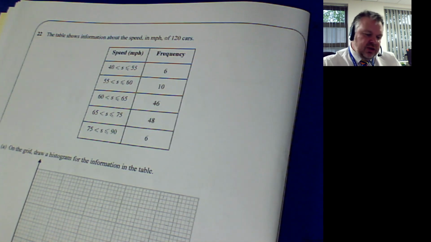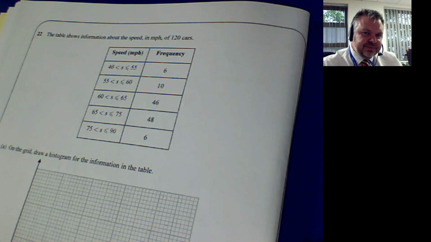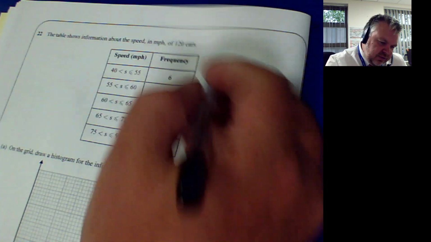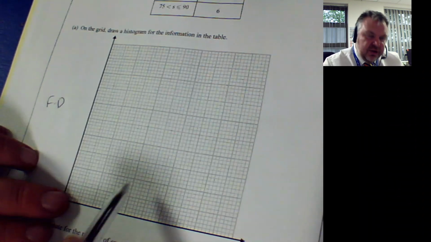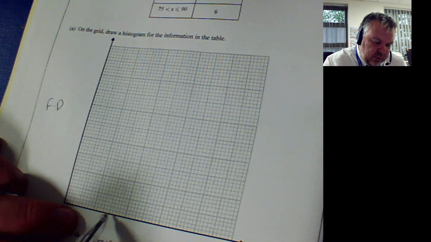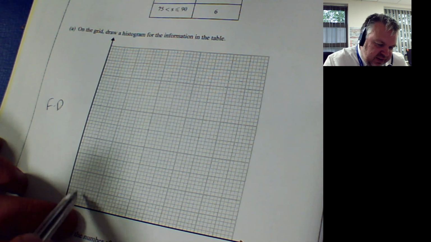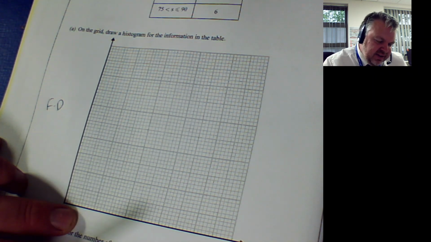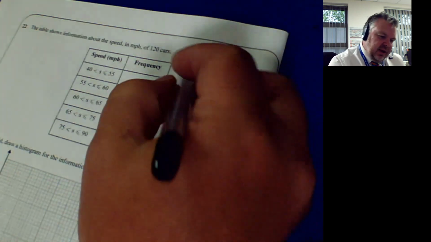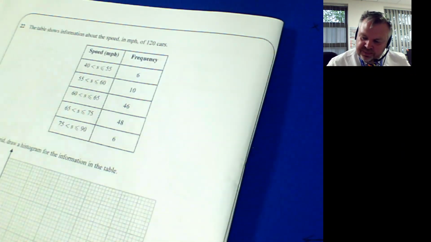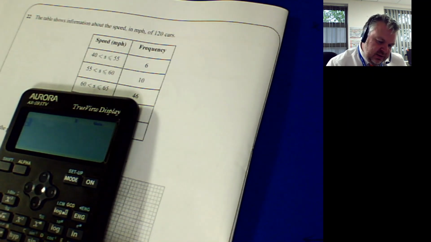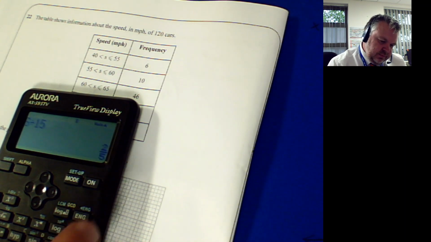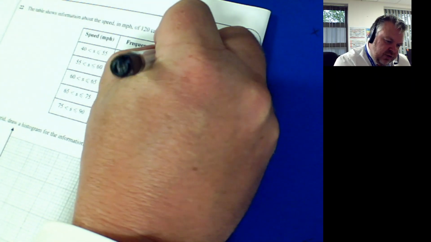So if it goes along 15, whatever 15 is, 15 times something will give me a rectangle whose area is 6. I think the best way to do that is to do a division, and we're going to do 6 divided by 15, which is 0.4. So let me just write down class width is 15.